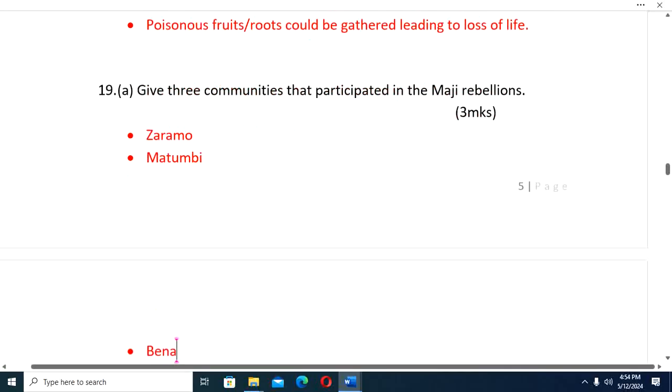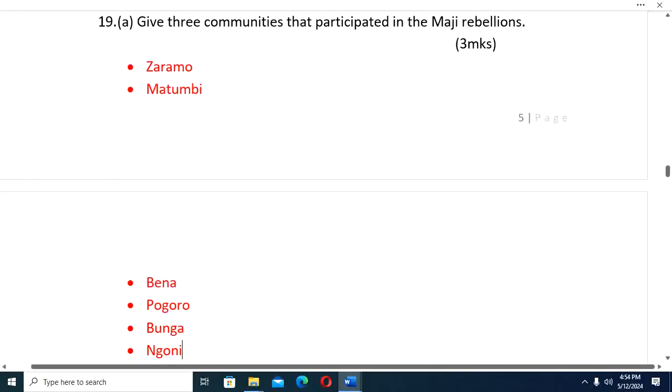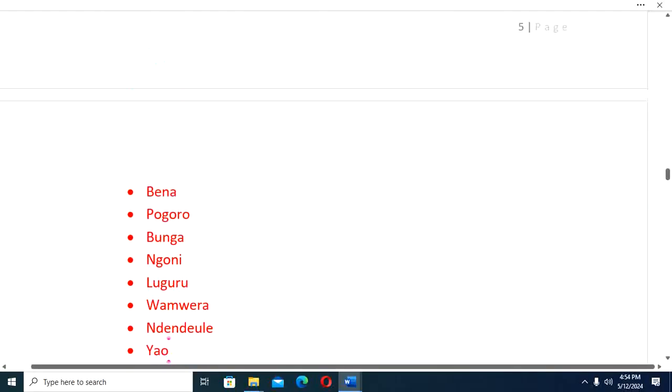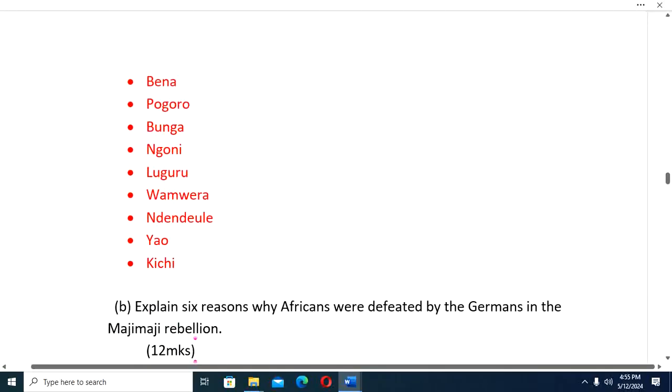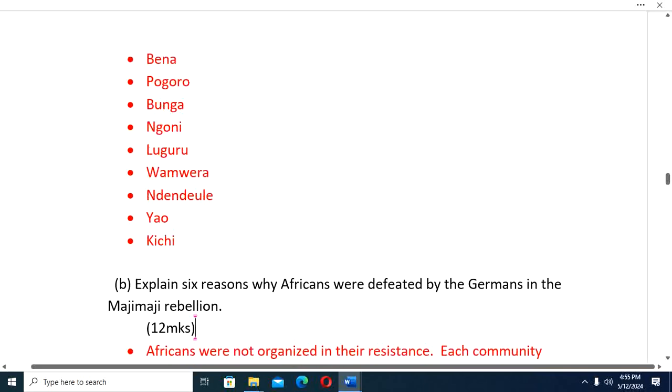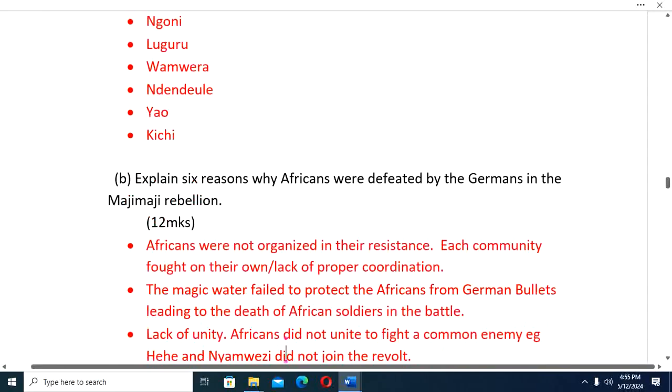Number 19, give 3 communities that participated in the Maji Maji rebellion. This one is common. Zaramo, Matumbi, Bena, Pogoro, Mbunga, Ngoni, Luguru, Wamwera, Ndendeule, Yao, Kichi. These are the communities that participated. You must remember them in your exam.